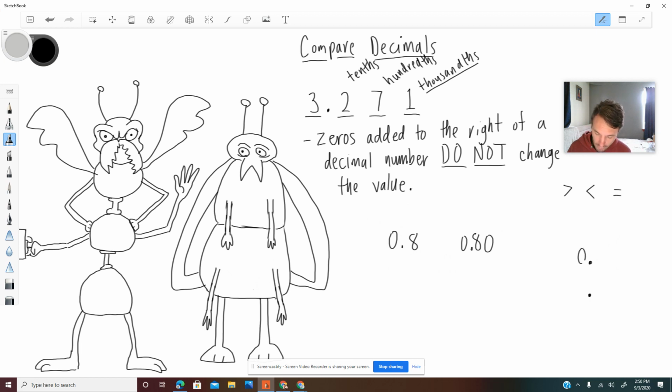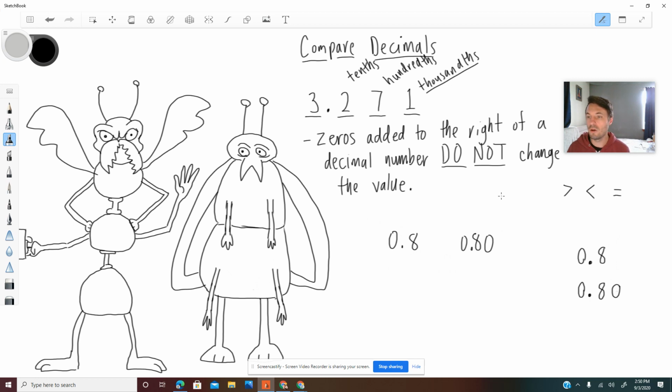They both have zeros in the ones place. They both have an 8 in the tenths place. And one of them has a 0 in the hundredths place. Now we can compare. We compare the ones place first, both zeros. Then we compare the tenths place, both 8s. Then we compare the hundredths place. This one has nothing, and this one has a 0.